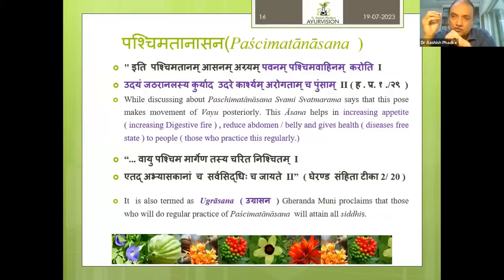But if you want to take a deep dive into all these verses, then I think this will be very useful. Something similar has also been mentioned in the Gheranda Samhita: Vayu paschima margena tasya charitam nishchitam, etat abhyasakanam cha sarva siddhim cha jayate. Now Sarva Siddhi could be possible only when you become aroga, arogyam, right? And it is difficult to practice. All of you who are practicing it know, and therefore it is also termed by Gheranda Muni as Ugrasana. This is another synonym for this.